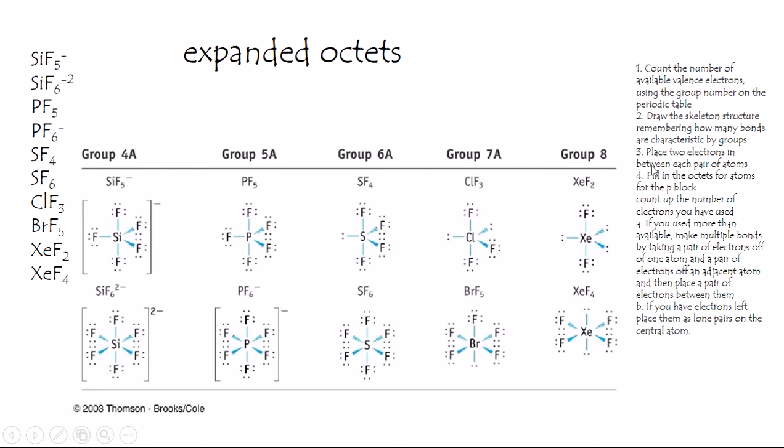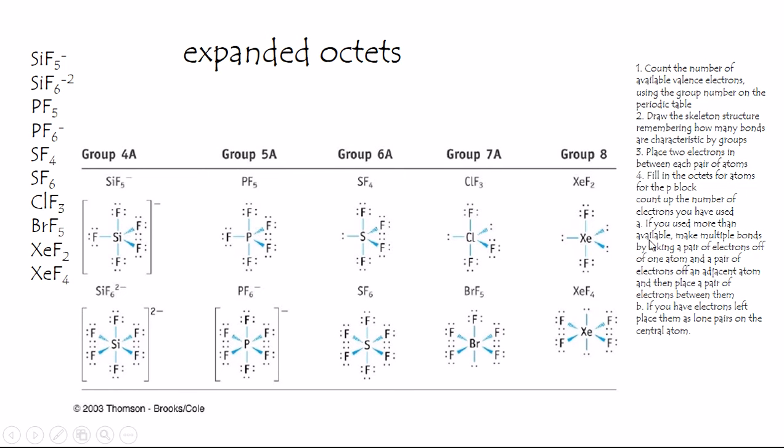Place 2 electrons in between each pair of atoms. Why do they say it that way? Why not just say bond them? So bond them together with your lines. If they ask for a pure Lewis structure, electron dot structure, replace your lines with 2 dots. Fill in the octets for atoms for the P block. I think that means add lone pairs. And you know that the fluorine, for example, has 3 lone pairs of electrons. They're all halogens here, so it's always 3 lone pairs.